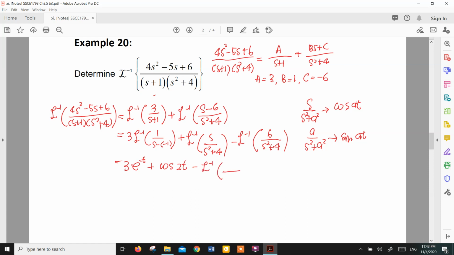Minus, for this one, the inverse of, this is s square plus 2 square, right? So 2 square is equal to 4, so 2 will be here. In order to get 6, you have to multiply by 3, so this 3 is a constant, you take out 3. So you have 3e to the negative t plus cos 2t minus 3 sin 2t. Okay, so this is the answer.